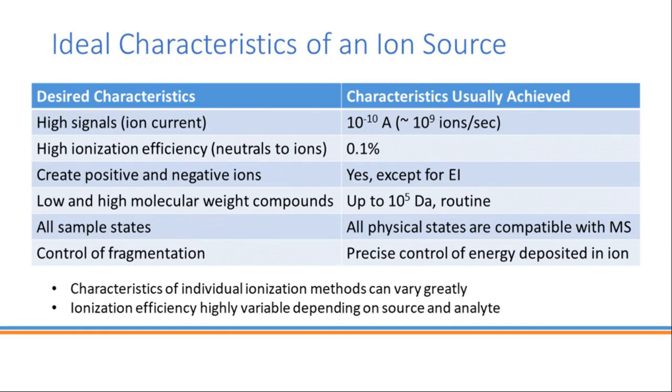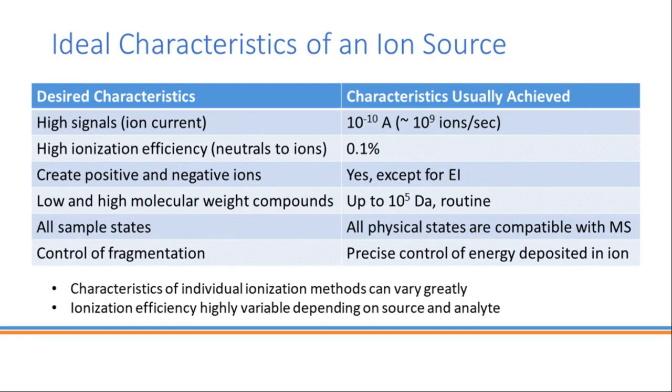We want to be able to very efficiently convert these molecules into ions, and that can vary a lot for different ion sources, but even 0.1% conversion to ions creates a lot of ions to work with. We'd like to be able to see positive and negative ions, and we can do that. We'd like to be able to look at higher molecular weight compounds, and we can do that. It's just a matter of choosing the appropriate ion source for the molecule that you're interested in studying.